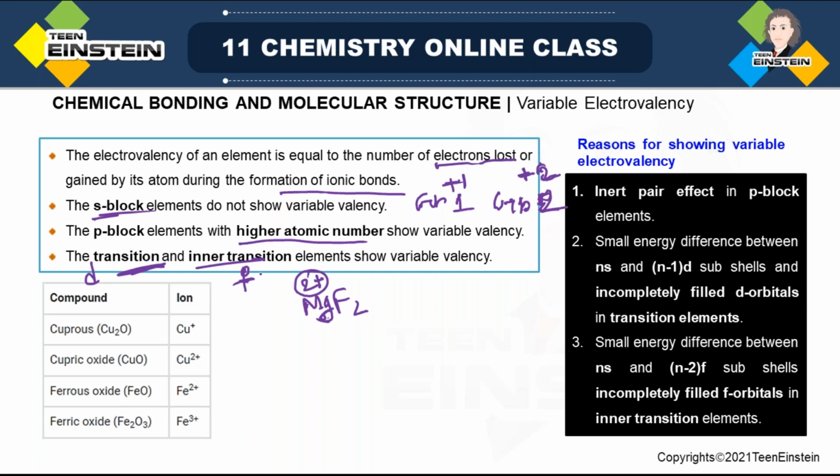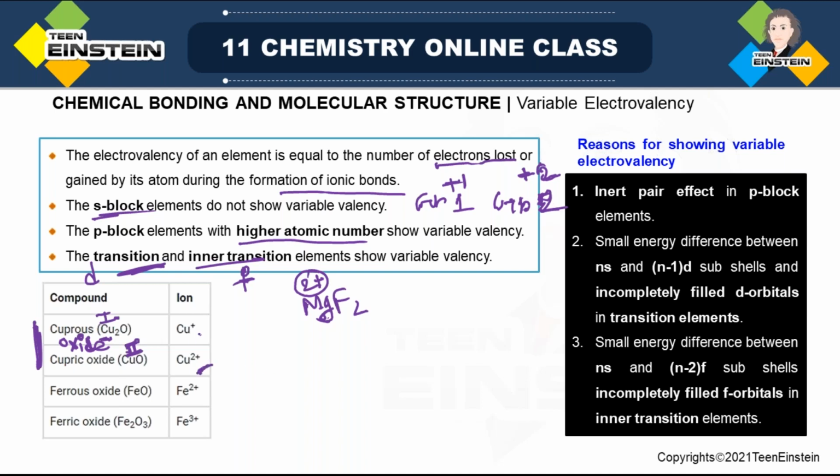For F block, there is a separate unit where details will be discussed on why they show variable valency, but we can get a slight idea now. Here we have two examples. Both are copper oxide, but two different types. The first one is cuprous oxide, where the oxidation state of copper is +1. In the second case, it is +2. That is why the formula is also different. Oxygen's valency is -2, and to balance -2, only one copper 2 plus is enough, so the formula is CuO.